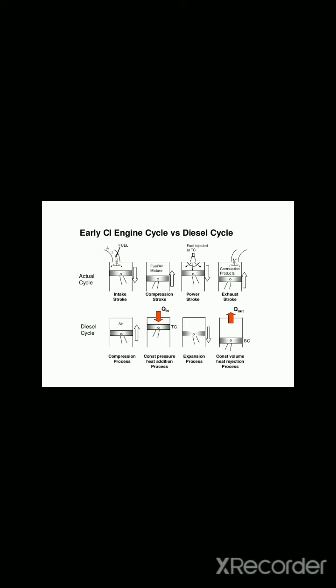But regarding the diesel cycle, the first step is the compression process, the second step is the constant pressure heat addition process, the third step is the expansion process, and the last step is the constant volume heat rejection process. So these are the overall steps in the actual cycle and the diesel cycle.